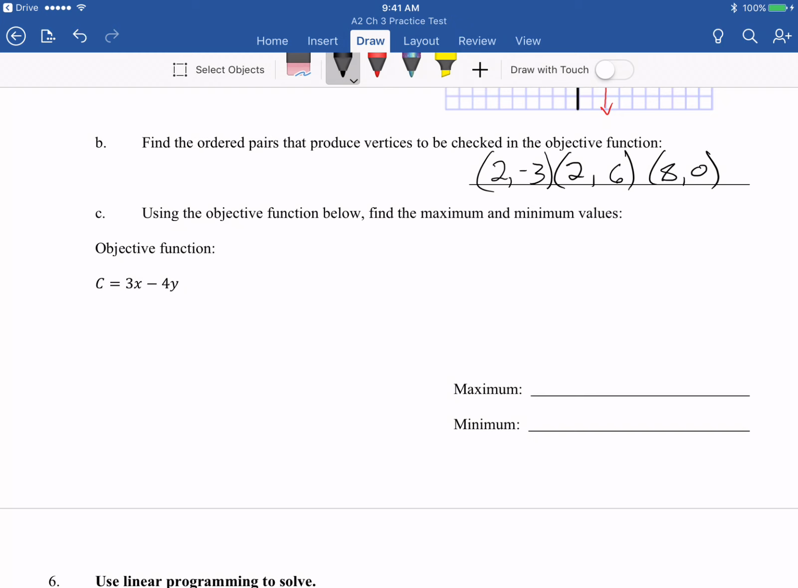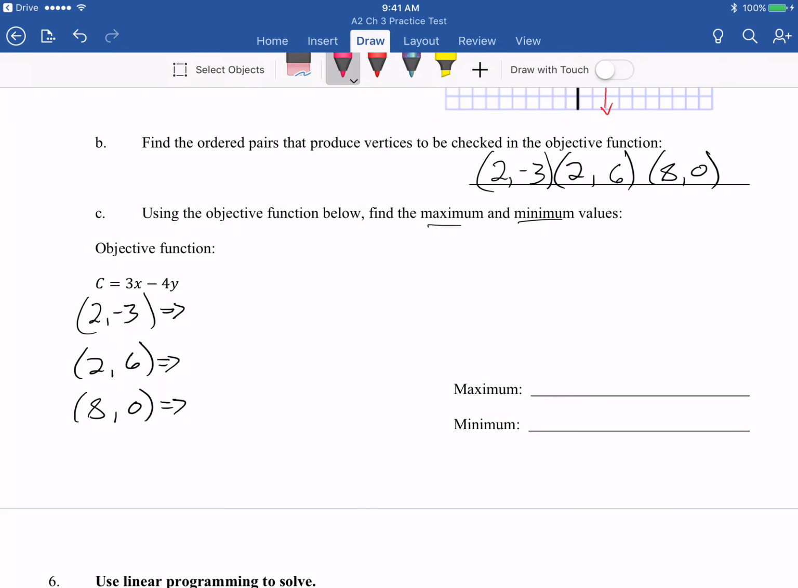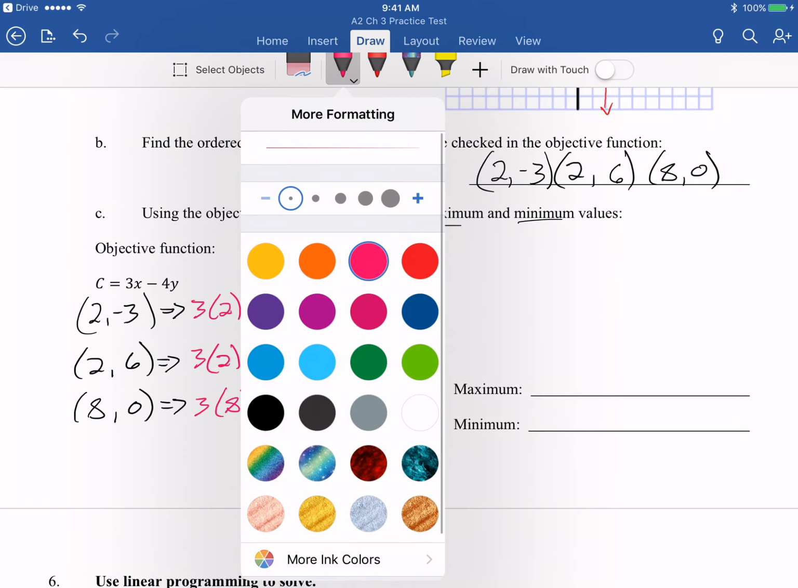All right, so here we keep going. It asks us to use those in the objective function to find our max and our min. So I have 2, -3. I have 2, 6, and I have 8, 0. And let's see which ones give me my max and min. So let's keep going. Let's go with this pink. I got 3 times 2 minus 4 times -3. I get 3 times 2 minus 4 times 6. 3 times 8 minus 4 times 0. So these guys, let's find out what we got.